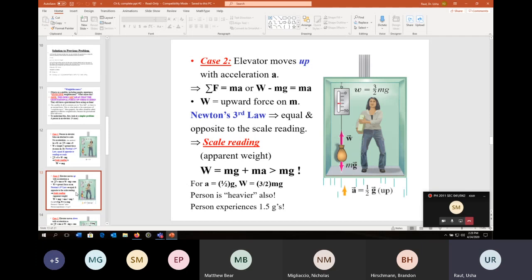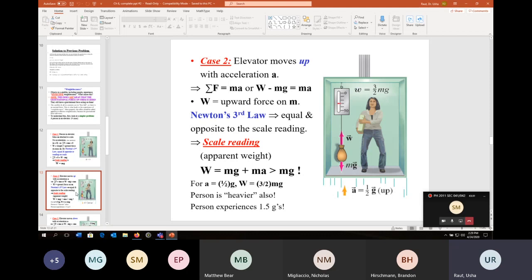And so the scale will actually register a weight of W equal to ma plus mg. It's not mg anymore. So the weight of that object is no longer mg, it's actually mg plus ma. So I hope you see that difference, because it's no longer at rest. If it's at rest on the earth and nothing's moving, then the weight is mg. But if not, it is not going to be mg.